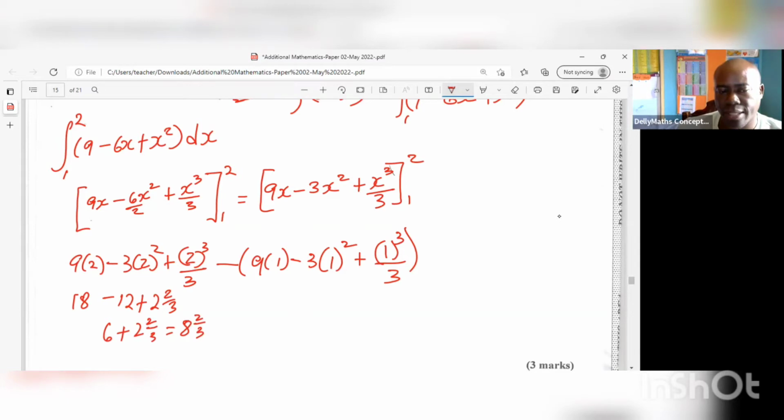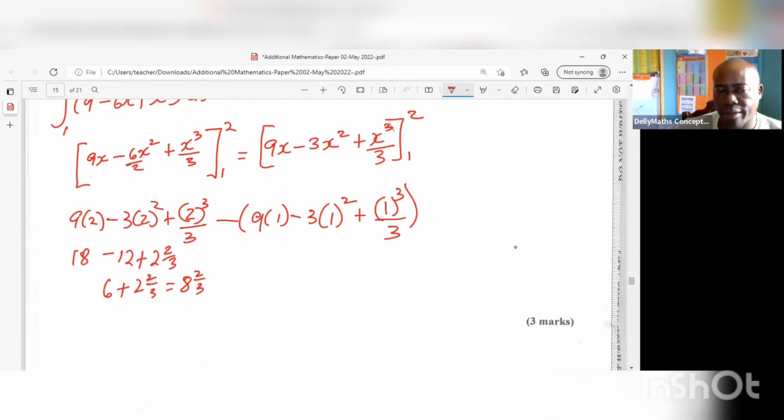This is actually 8 threes, that's 24, and 2. So this part at the front would have given me 26 thirds. All right, so we have that. For the back part here, the minus sign is there. This is 9, this is minus 3, plus 1/3. We still have our minus.